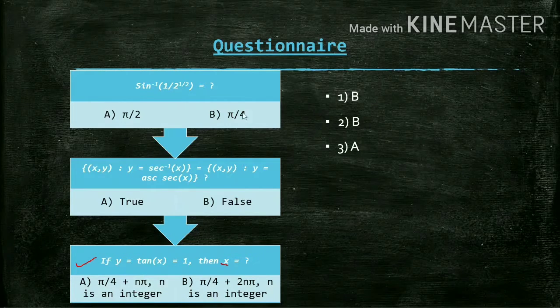These are the answers. For the first question, the second option is correct. It's pi by 4. For the second question, the second option is correct. It's false. And for the third one, the first option is correct, that it would be pi by 4 plus n pi, n is an integer.